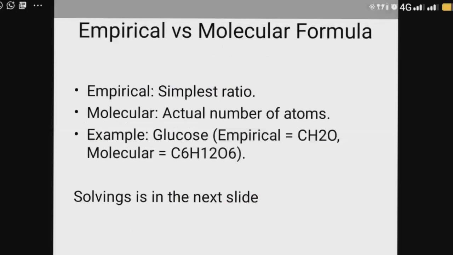So let's talk about the empirical formula and molecular formula. Molecules are represented in various ways.